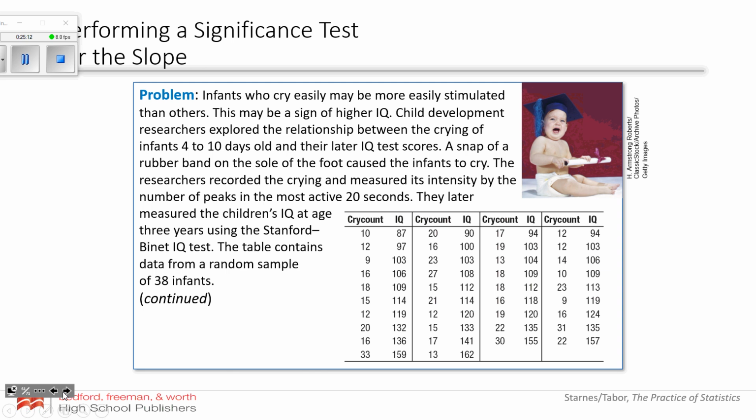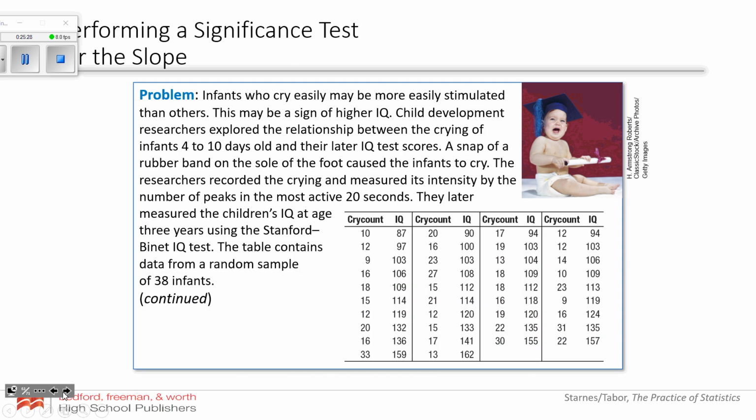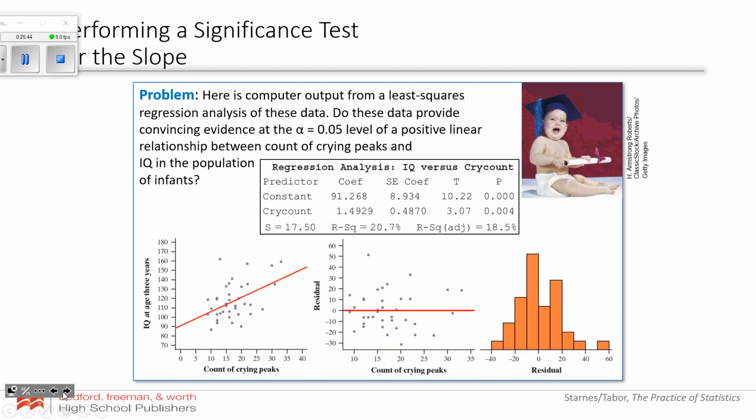All right, ready? So we have the cry count, in other words, how many peaks there were in the most active 20 seconds of their crying, and then their IQ later on in life. Got it? All right. So again, let me go back a second. You can type all that data into L1 and L2. I'm not telling you that you can't, but time is always going to be an issue. If you do it, you're going to probably run out of time. So instead, they're going to give you something that looks like this.